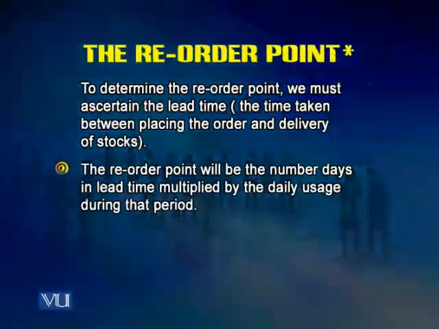Lead time, therefore, will be a guide as to how much stock should be in store before you reorder. The reorder point will be the number of days in lead time multiplied by the daily usage during that period. So the reorder point, if calculated in number of units, will represent the usage and the number of days it takes for the stock to arrive. In other words, the number of days in lead time multiplied by average daily usage is going to give you the reorder point.